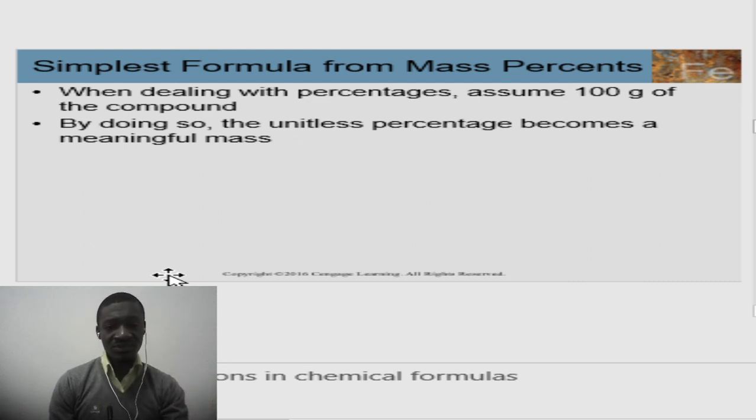So when dealing with the percentage, we assume 100 as a percentage. We've discussed that before, and doing so, the unitless percentage becomes a meaningful mass. Very interesting. The unitless percentage, because percentage doesn't have a unit, it's just percent. Now we have a mass attached to it when we do that.